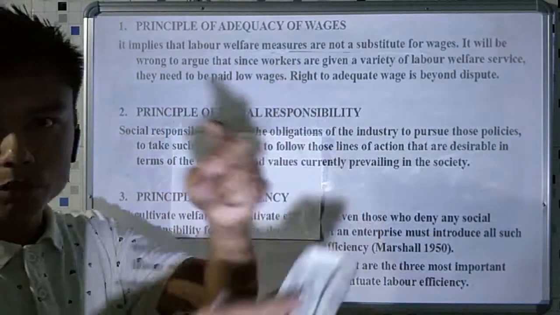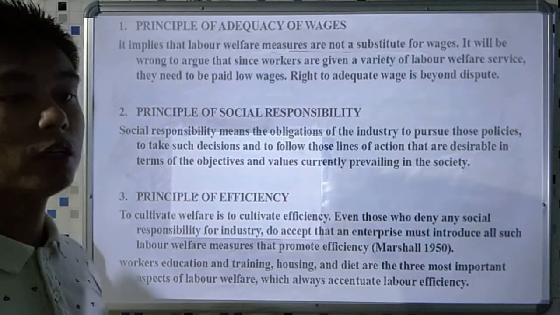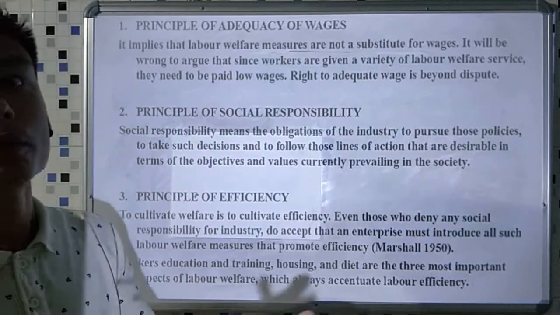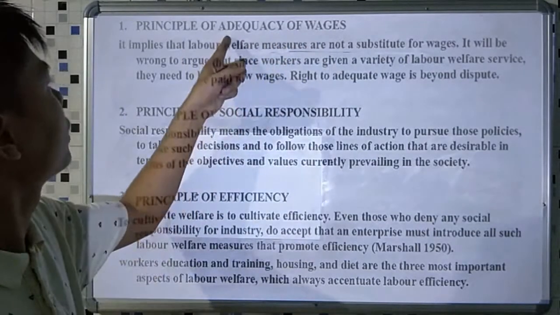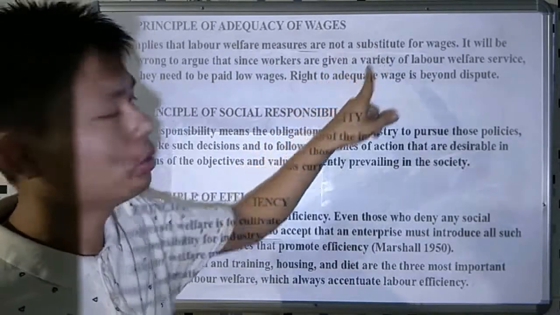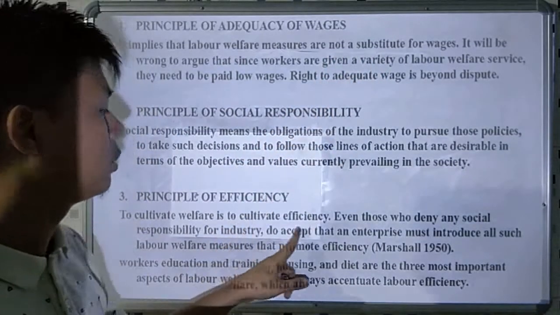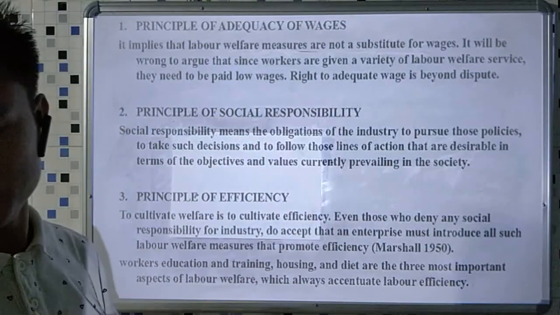And sometimes they will say pick out the odd one. They will not say from where also. They will give principle of adequacy of wages, or this line: labor welfare is not a substitute for wages. This one they will give, and one they will give from a theory. So try to study in a different way.